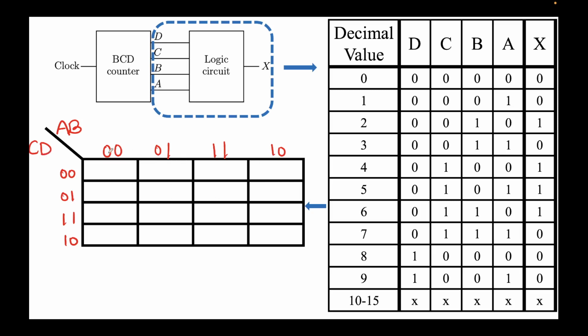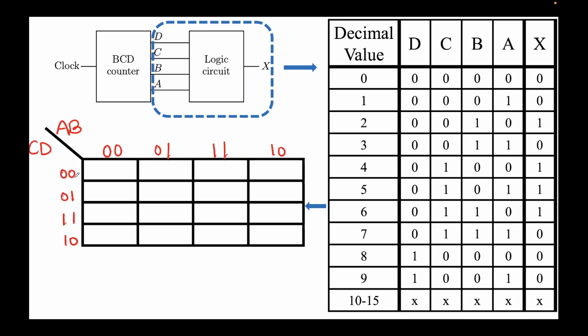AB here, CD here. So AB changes from 0 0, 0 1, 1 1, 1 0. Note that when jumping from one column to the next, only one of the inputs should change. From the first column to the second column, A remains the same but B changes. From the second to the third column, A changes but B remains 1. From the third to the fourth column, A remains 1 but B changes from 1 to 0. And finally, this is circular, so from the fourth column to the first column, A changes from 1 to 0 while B remains the same.